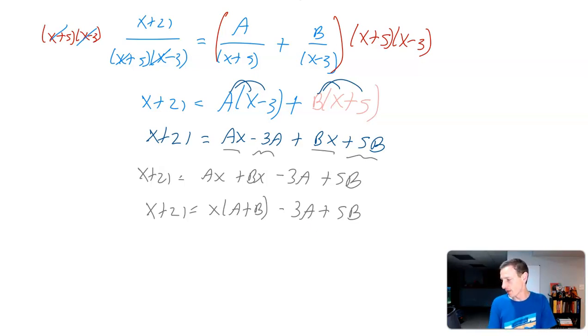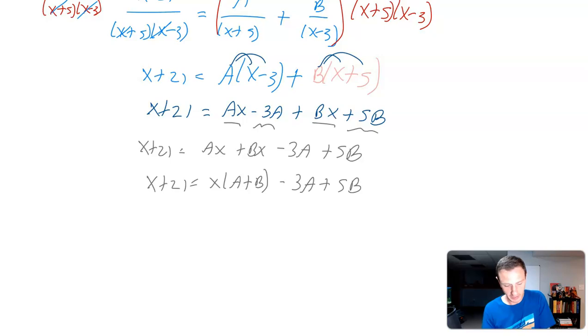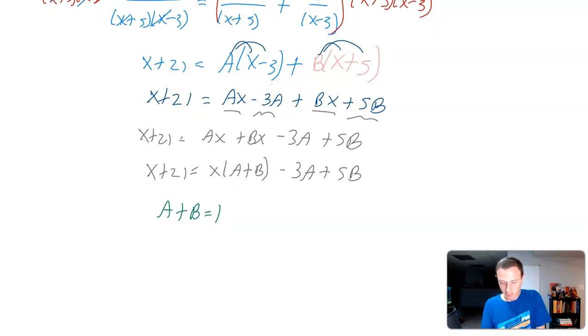So what this tells us then is that since I have the 1x and the (a plus b)x, I'm going to set a plus b equal to 1. So I'm taking the coefficient on the x and matching it up with the coefficient on this x. So that's 1. And then I'm going to do the same thing with the constants. I have negative 3a plus 5b. So I'm going to say negative 3a plus 5b is equal to 21 then, the constants here.